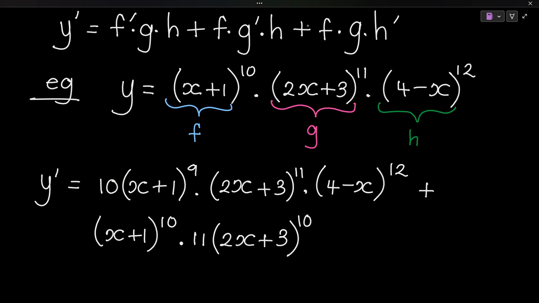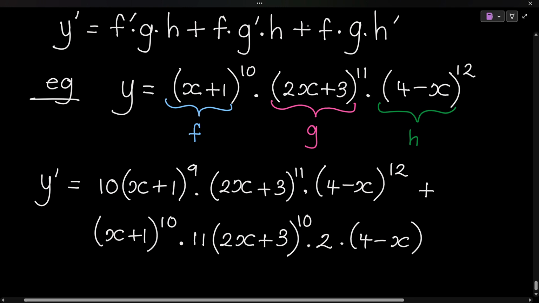So the exponent is now 10. At the same time, we now need to apply the chain rule. So differentiating within this bracket, the derivative of 2x is 2. The derivative of 3 is 0, so that falls away. Now we've differentiated g. We're now going to go on to the third bracket and keep the third bracket as is. So this was our second term where we've differentiated the second function.